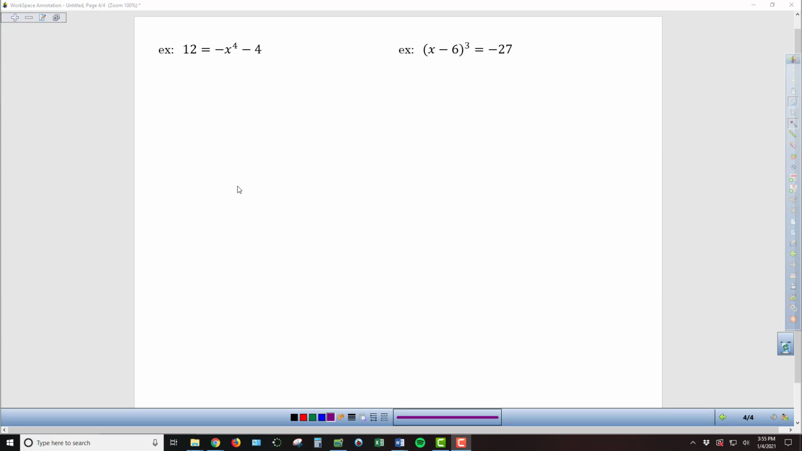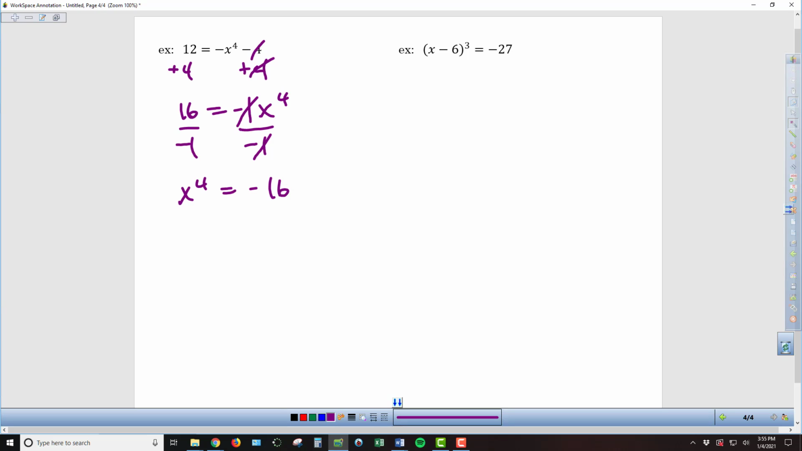So in our next example, I'm again going to work on isolating the x to the fourth before I try taking the fourth root of both sides. So I'm going to start off and add 4. So I get 16 equals negative x to the fourth. So we think of that as a negative 1 times x to the fourth. So before taking the root of both sides, I'm going to divide both sides by negative 1. So I get x to the fourth equals 16 divided by negative 1 is negative 16.